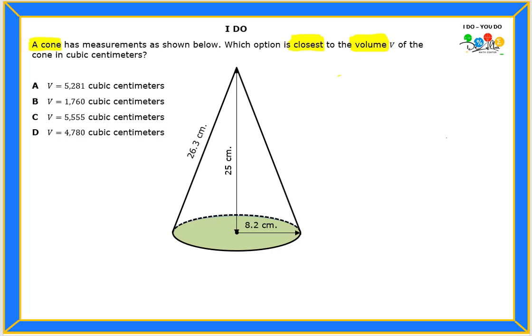Well, I do have the measurements on the cone, right? So what about if we write labels? For example, 8.2, it's the radius, okay? So we will write down R equals.